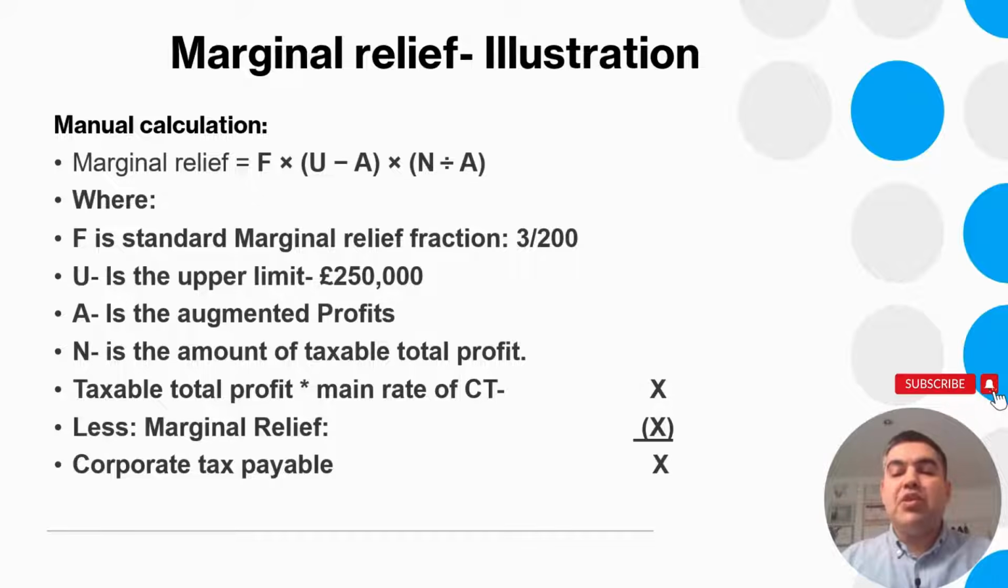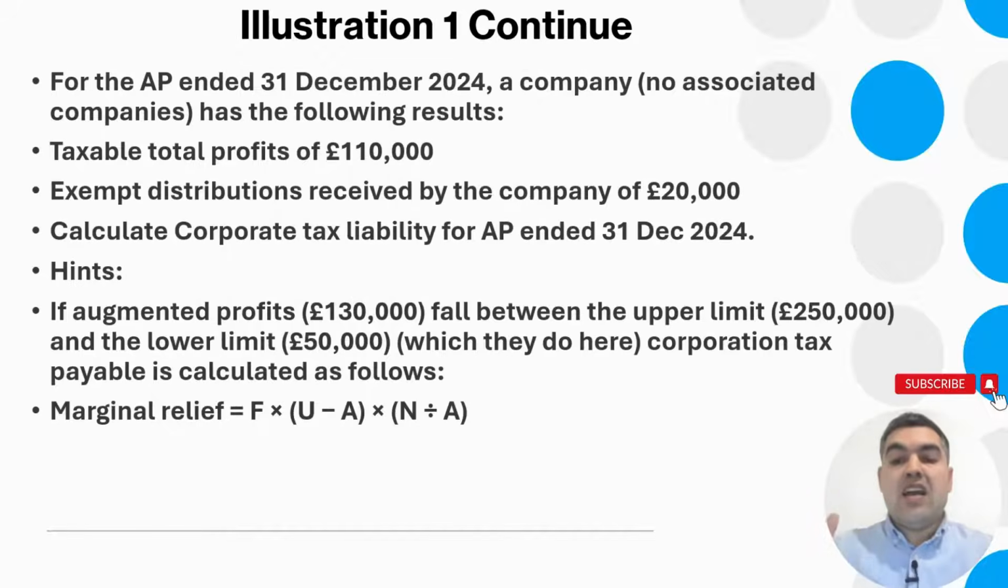However, I will show it to you with an illustration to make your life easy. Now, here's an illustration for a company with accounting period ended 31st December 2024, with no associated company, which has the following results. The accounting period began on the 1st of January 2024 and ended on 31st December 2024. The company has a taxable total profit of 110,000, and exempt distribution, or exempt dividend, received by the company of 20,000. Calculate the corporate tax liability for accounting period ended 31st December 2024.